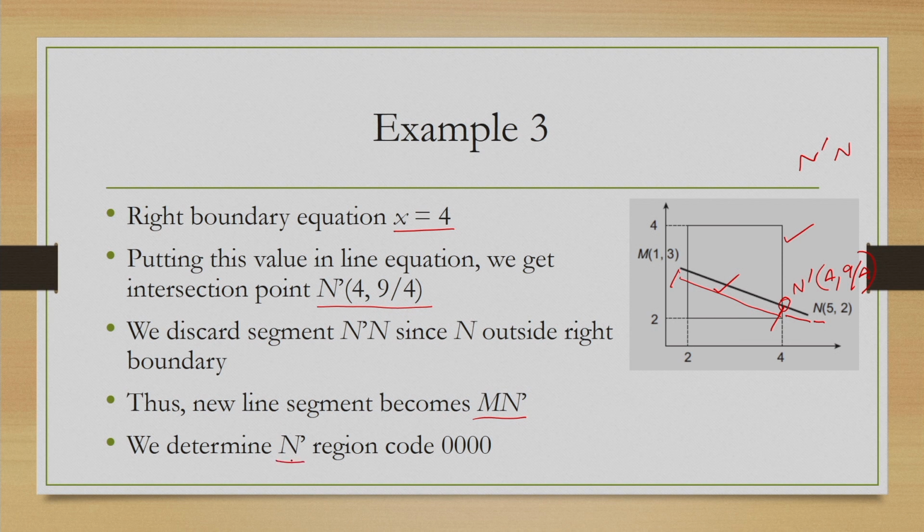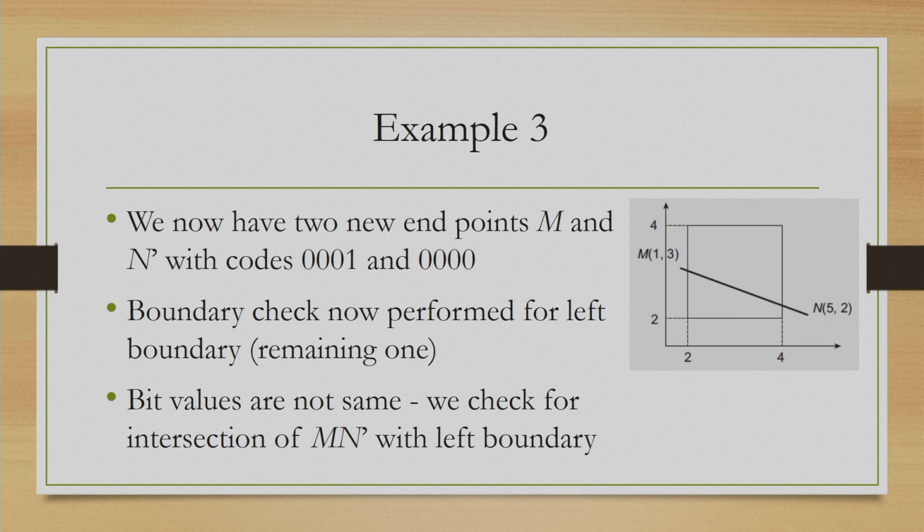Then we decide the region code of the new endpoint N dashed, which is 0000. Thus, we now have two new endpoints M and N dashed. M has code 0001 and N dashed has code 0000.